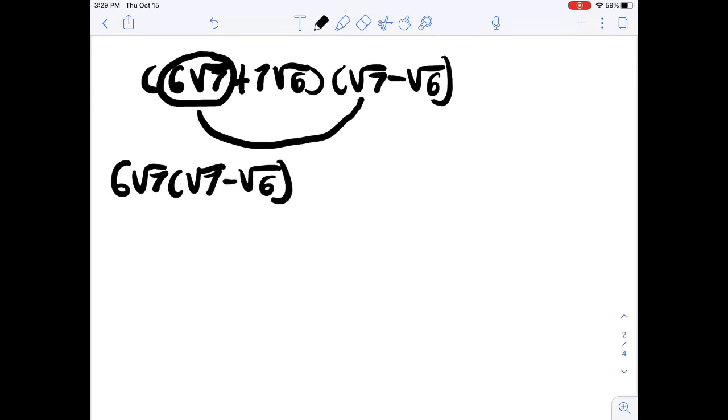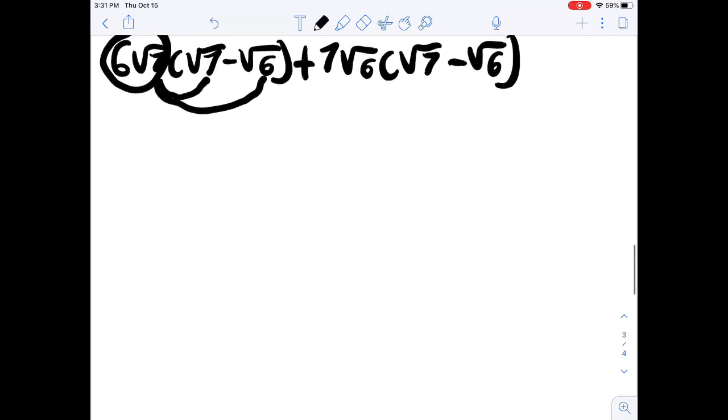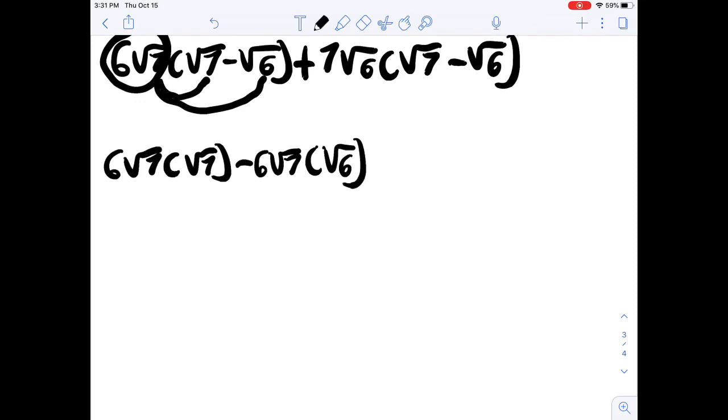And we're going to do the same thing with 7 times the square root of 6. So add 7 times the square root of 6 times the square root of 7 minus the square root of 6. And from here, 6 times the square root of 7 gets multiplied by the square root of 7 and the square root of 6. So that looks like this. And we have a minus sign here because there's a minus sign here. So it's subtracting.